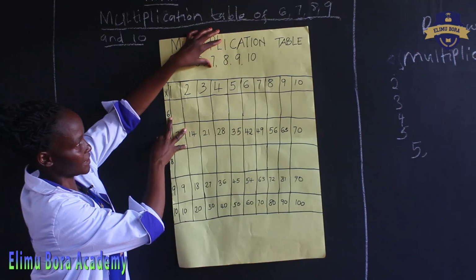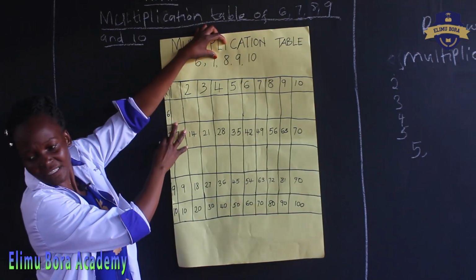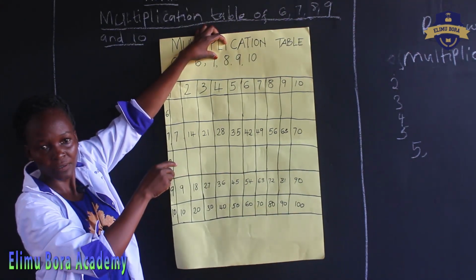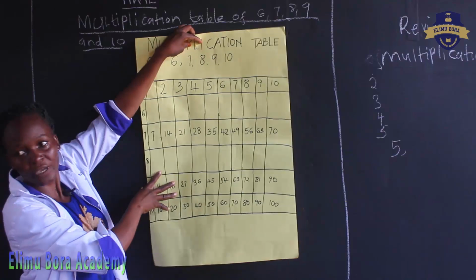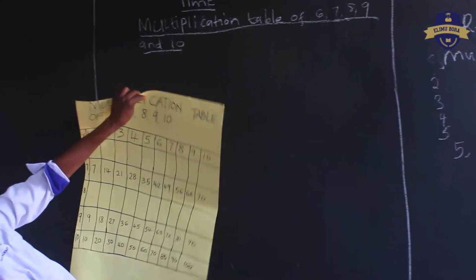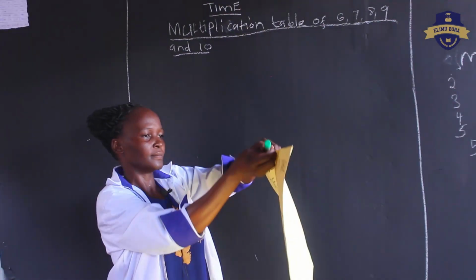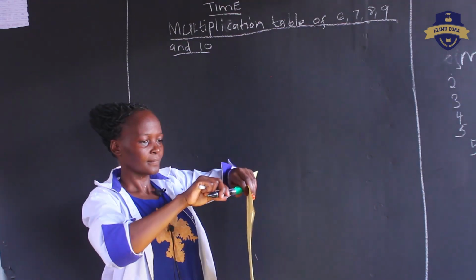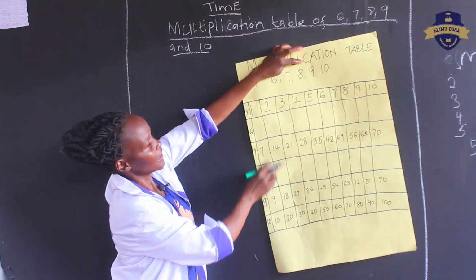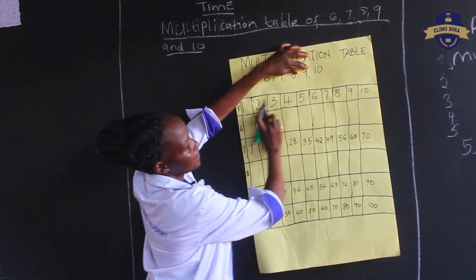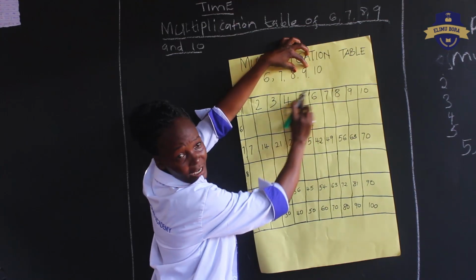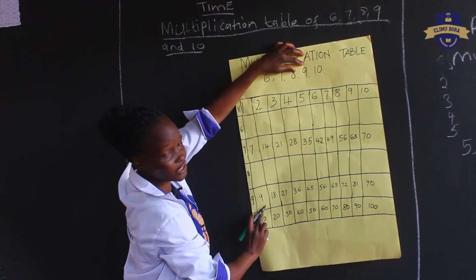Multiplication table of 6. Now, you have this table. Do you have the table? Look here on the blackboard. This is the horizontal side. And this one is the vertical.